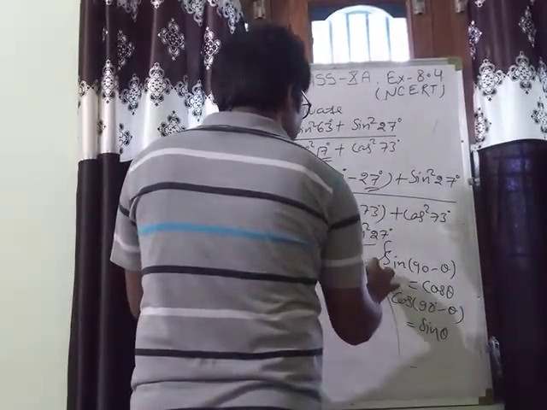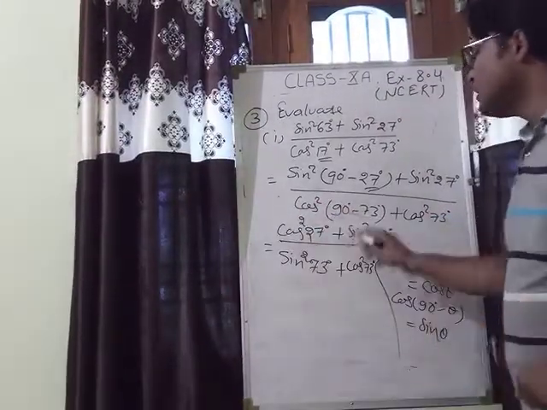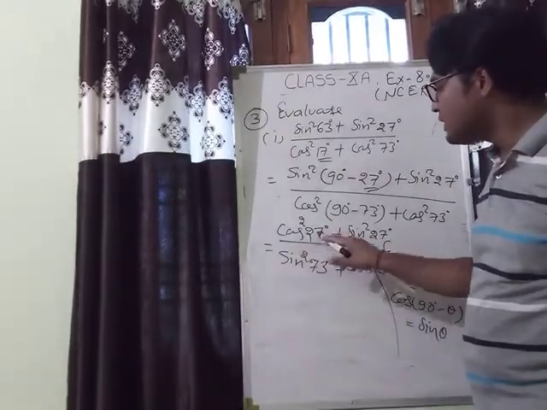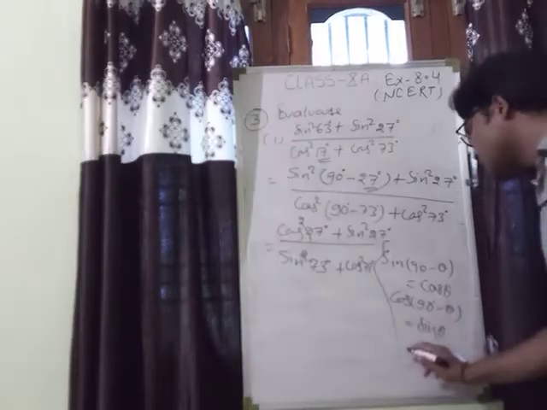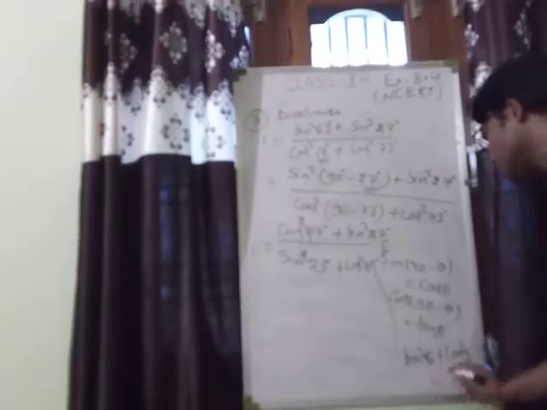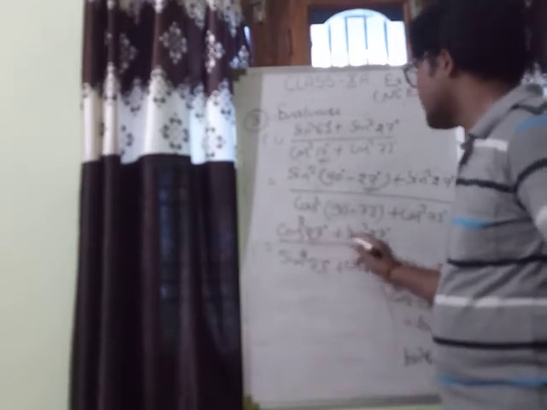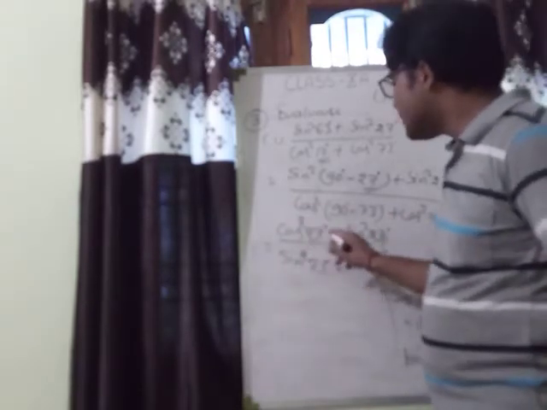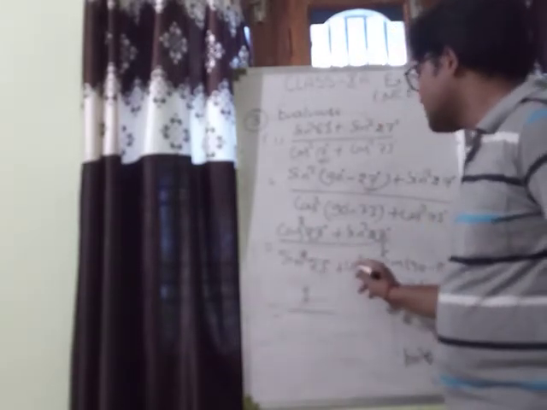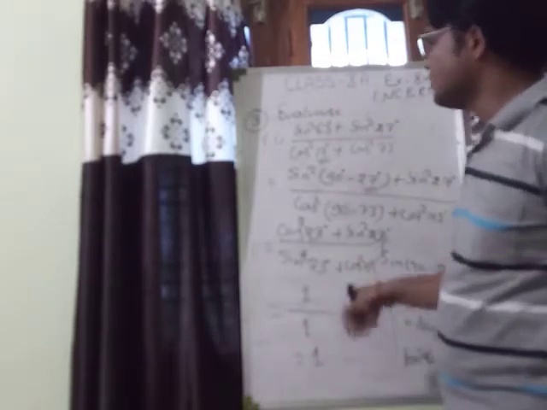Now you can see, if 27 degree is theta, so it is in the form of cos square theta plus sin square theta, and we know that sin square theta plus cos square theta is equal to 1. Okay, so that's why cos square theta plus sin square theta, ये दोनों सेम होना चाहिए. 27 है, यहाँ भी 27 है, तो cos square theta plus sin square theta, that will be 1, and here you can see sin square theta plus cos square theta, that will be 1. So 1 upon 1 is 1. So its answer will be 1.